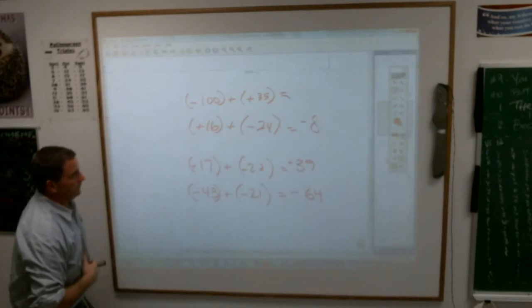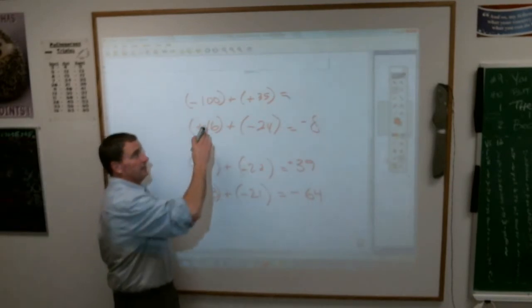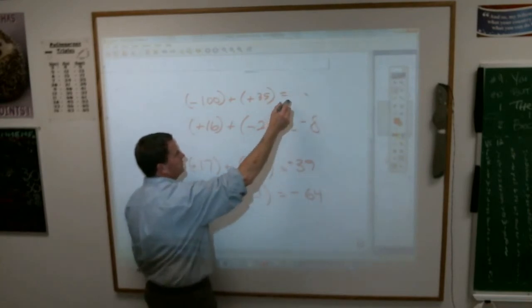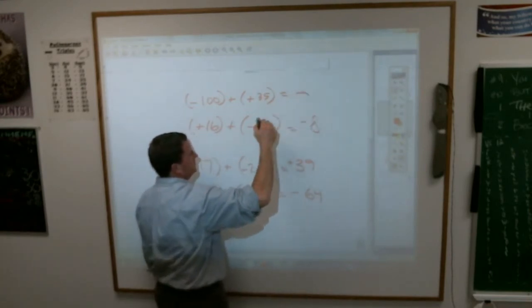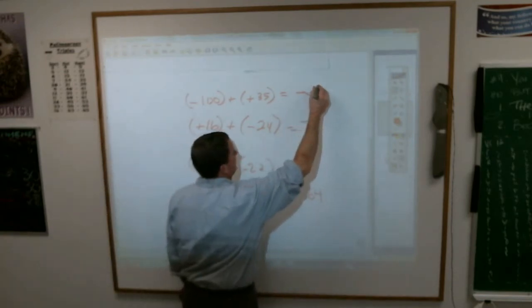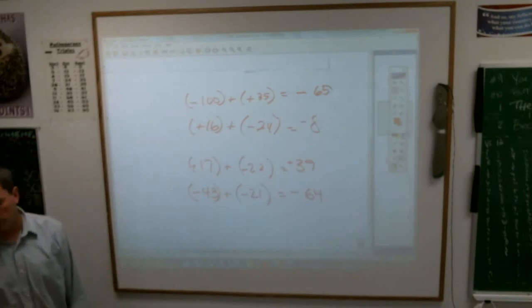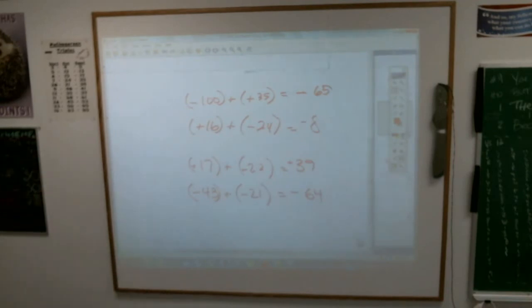My answer is going to be negative or positive? Negative, because the negative number is bigger. They're opposite signs, and I have to just subtract them to see by how much it's bigger. What is 100 minus 35, Davey? Negative 65. I don't think you'll have too much trouble with that, but it's probably good to get back into thinking that way.